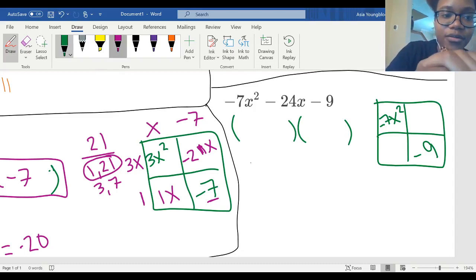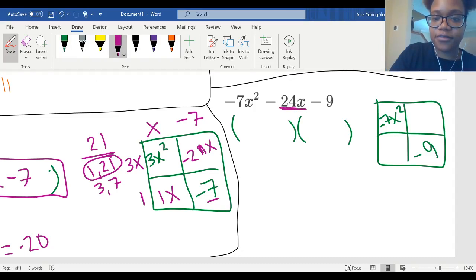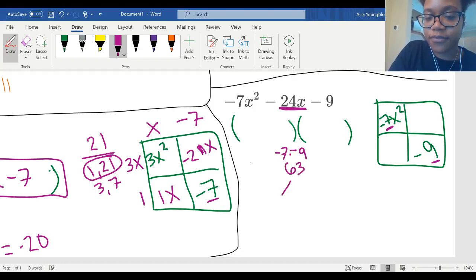So now we're going to split this negative 24x between the other two boxes while making sure the diagonals are equal. So we're looking for two numbers with the same product as negative 9 and negative 7, which will be 63. So we want two numbers whose product is positive 63 and that add to negative 24.